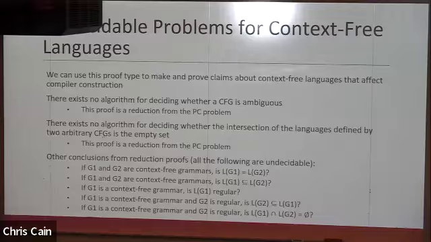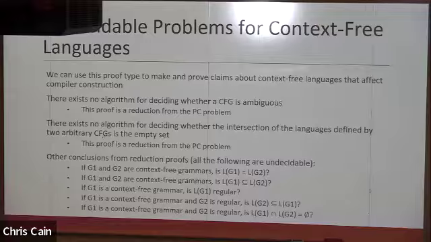Maybe you have a particular intuitive argument for two particular grammars, but this asks the question, can you write a program that takes as input two grammars and answers, yes, they're the same, they have the same language, or no, there's a string that's in one that's not in the other? And that is undecidable.